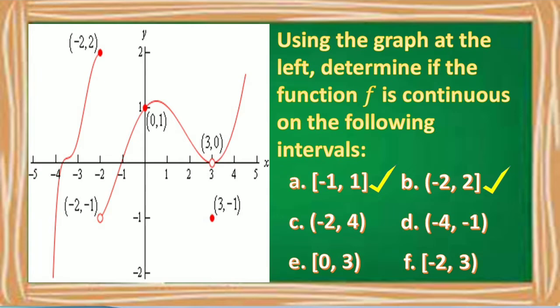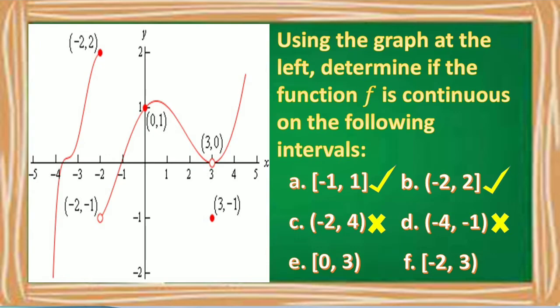Let's have letter C. The interval is from greater than -2 to less than 4. Wrong, because the graph has a hole at 3 before going to 4. Let's have letter D. The interval is from greater than -4 to less than -1. Another wrong, because the graph has a jump going to -1.